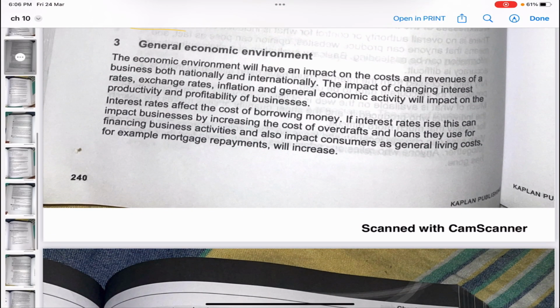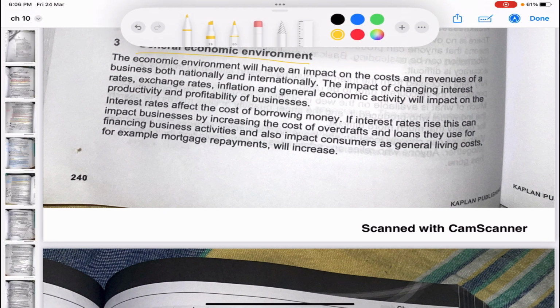Okay, now we come to the next topic, that is the general economic environment. Okay, so the economic environment will have an impact on the costs and revenues of businesses both nationally and internationally. So now you all must have heard of the term globalization, right? What does globalization mean? That countries trade with one another and there is a system of international trade. So there are exports and imports of goods and services within different countries. So what happens in one country will be affecting the other country as well. Obviously, if something is happening in another country, then that is going to affect me also.